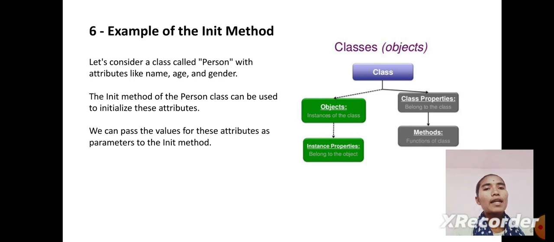Examples of the init method. Let's consider a class called Person with attributes like name, age, gender. The init method of the Person class can be used to initialize these attributes. We can pass the values of these attributes as parameters to the init method.